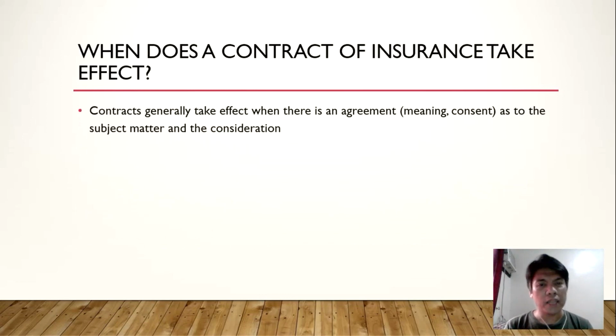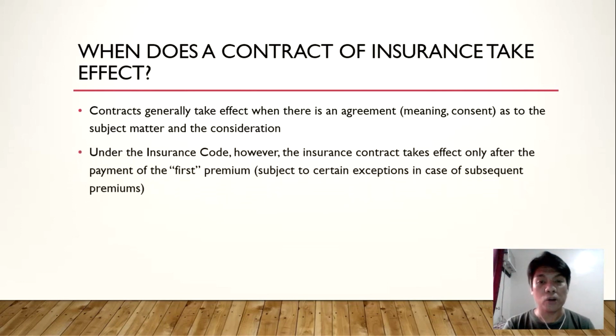Contracts generally take effect when there is an agreement, meaning consent, as to the subject matter and the consideration. This agreement can be verbal or in writing, and the consent may be expressed or implied. But that is for contracts in general. Under the insurance code, however, the insurance contract takes effect only after the payment of the first premium. No first premium, no contract of insurance.